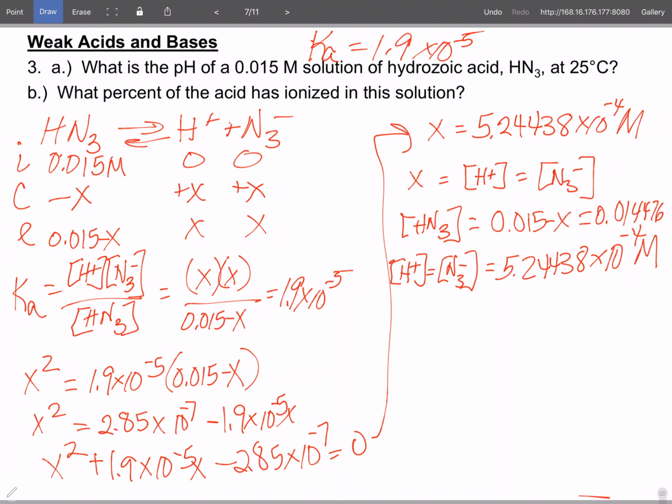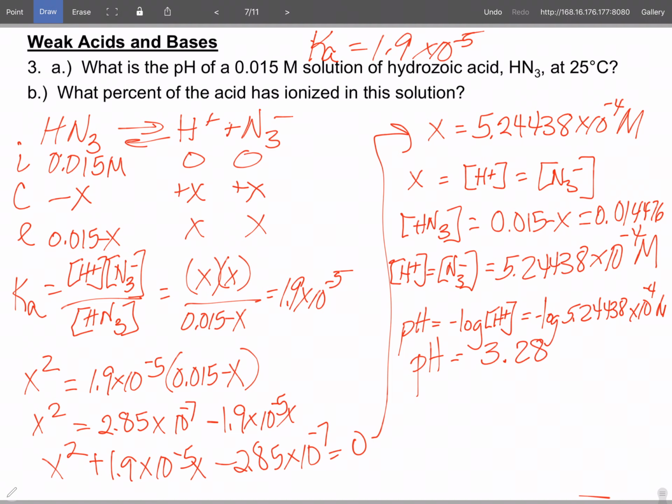Okay, so wait, what was the question? The question was we want the pH, which is equal to the negative log of the hydronium ion concentration, which is equal to the negative log of 5.24438 times 10 to the minus fourth molar. That means my pH, and remember we're keeping the pH two places after the decimal. That's my pH. That's the first question.